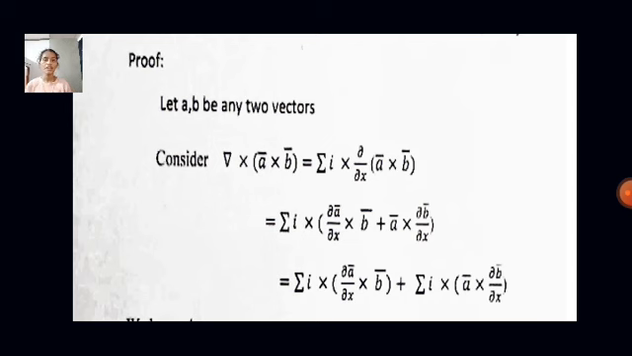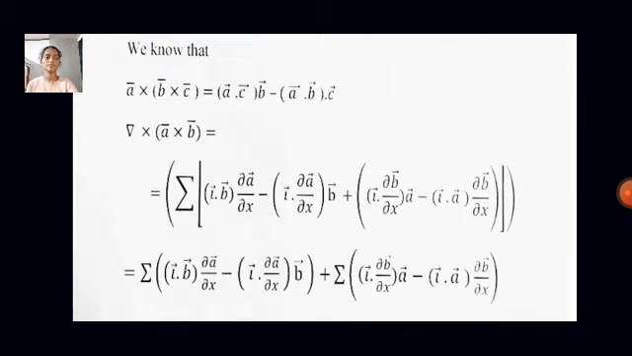Proof. Let A, B be any two vectors. Consider ∇ × (A × B) = Σ i × ∂/∂x (A × B) = Σ i × (∂A/∂x × B + A × ∂B/∂x) = Σ i × (∂A/∂x × B) + Σ i × (A × ∂B/∂x). We know that A × (B × C) = (A·C)B − (A·B)C.